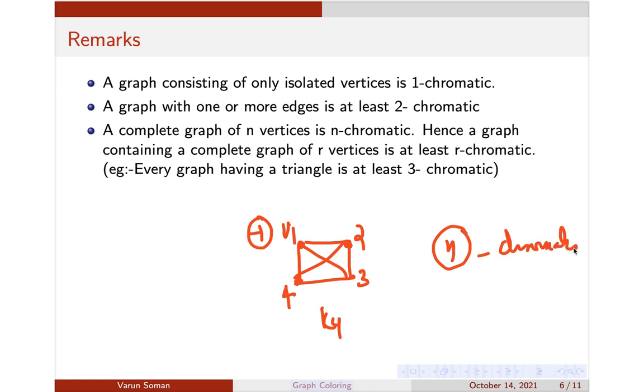Okay, and also taking the discussion further, suppose your graph contains a complete graph. Suppose your graph is like this, it contains a triangle, which is a complete graph. Suppose my graph is like this.